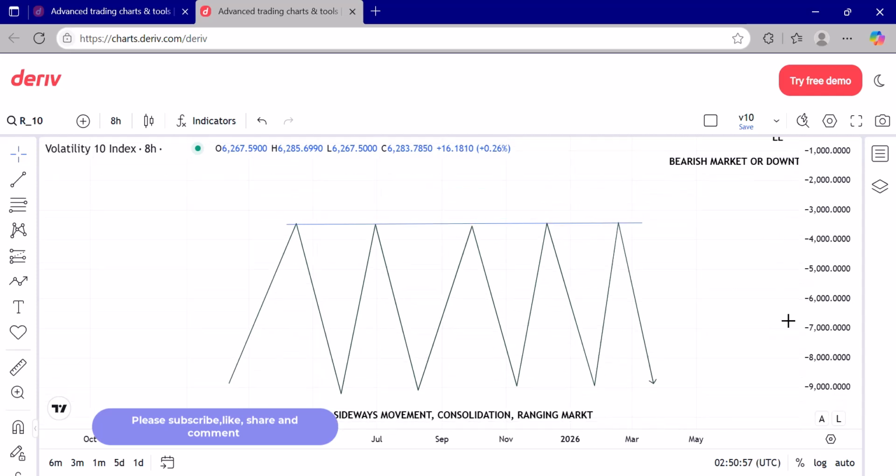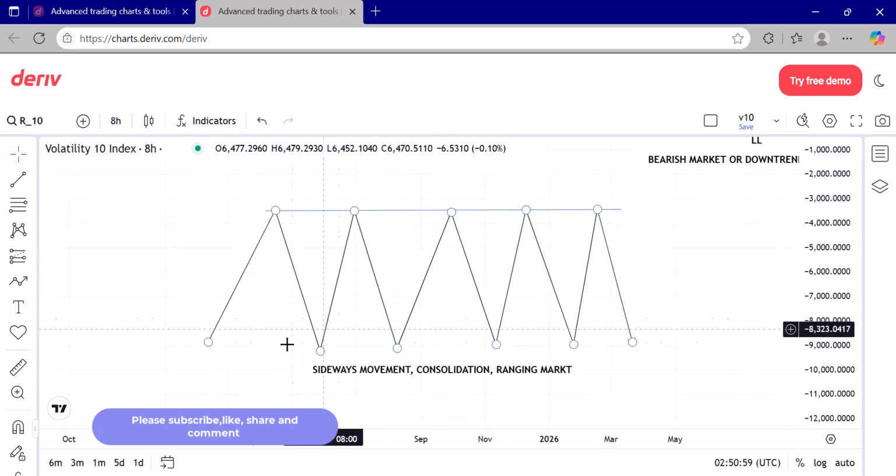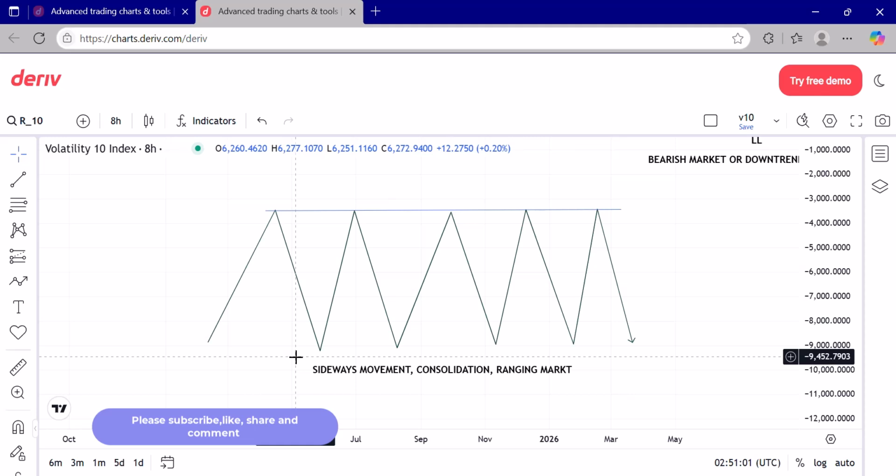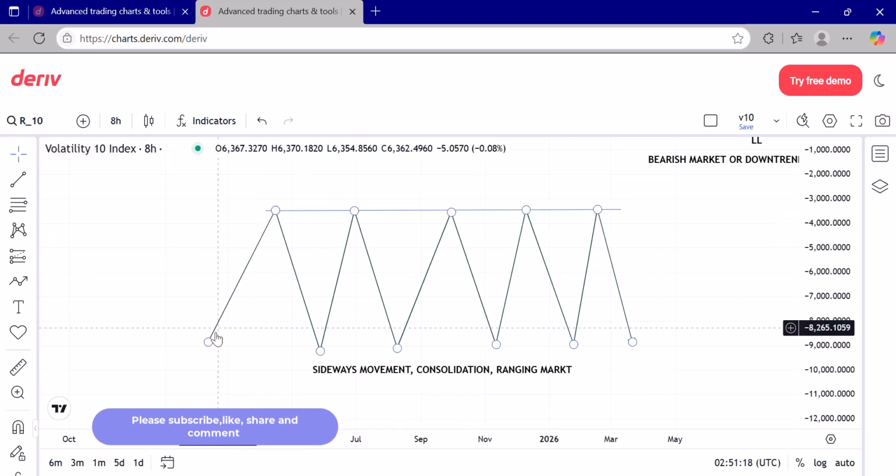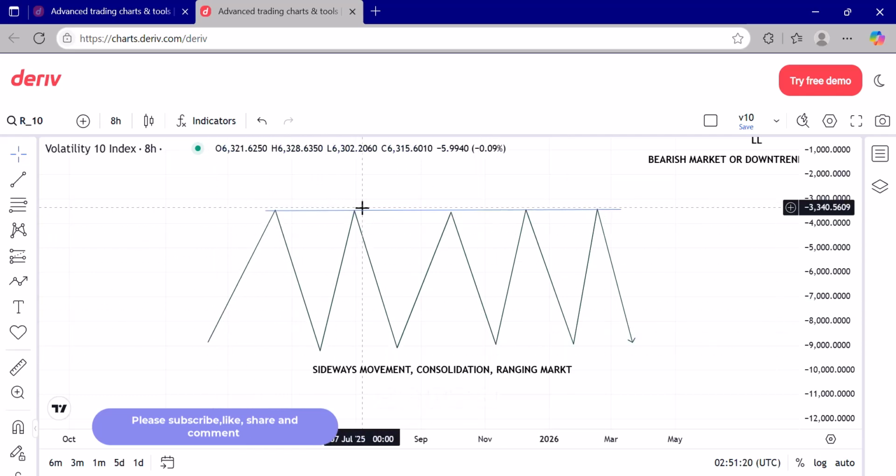Now let's head on to another market structure, the third one. We call this one consolidation, a ranging market, or sideways movement. What do we see in this kind of market? For a market to be called a ranging market, it must be doing something like this, making a series of equal highs and equal lows. It goes up, comes down, goes up, comes down, goes up, comes down.